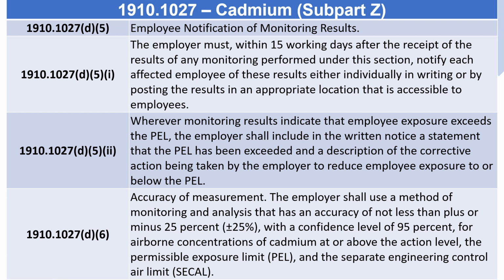1910.1027(d)(6) Accuracy of measurement. The employer shall use a method of monitoring and analysis that has an accuracy of not less than plus or minus 25%, with a confidence level of 95%, for airborne concentrations of cadmium at or above the action level, the permissible exposure limit (PEL), and the separate engineering control air limit (SECAL).